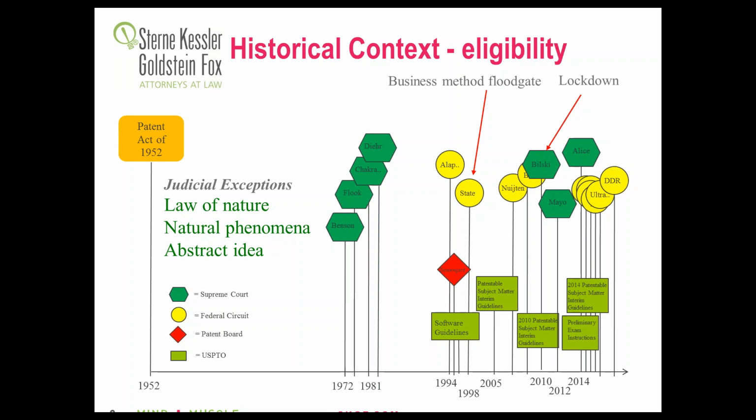That also resulted in Alice. Alice mapped to the Mayo style of analysis for 101. And this prompted a series of Federal Circuit cases ever since Alice as well. The PTO has been given the job of trying to keep up with the changes in laws. So they've had a series of software guidelines or patentable subject matter guidelines. They issued a set just after Alice that dealt with abstract ideas, but then just on December 16th of 2014, they issued a new set of interim guidance.